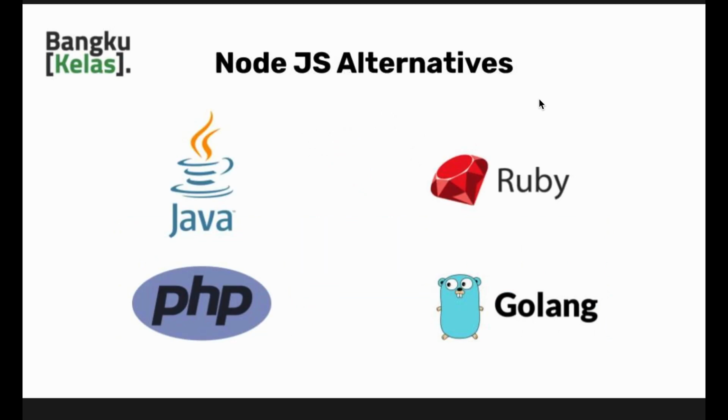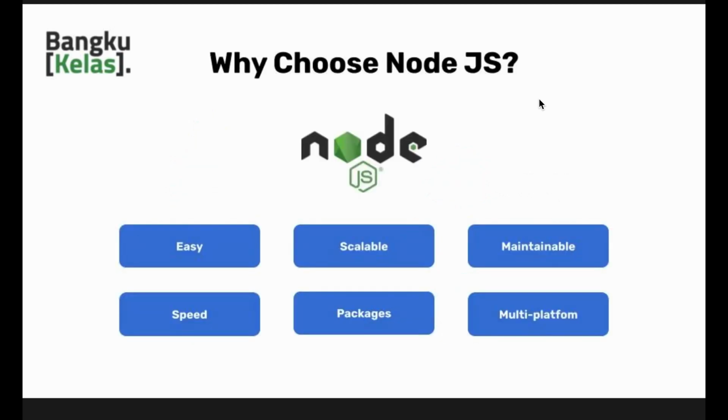Since there are so many Node.js alternatives out there, such as Java, PHP, Ruby, and Golang, why do people choose Node.js? Okay, first of all, because it is easy. With tons of tutorials out there and a large community, Node.js has become a go-to choice for web developers, especially beginners.